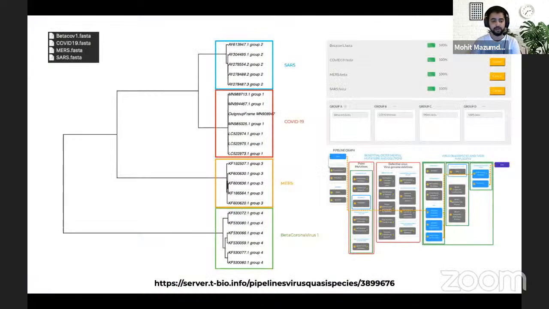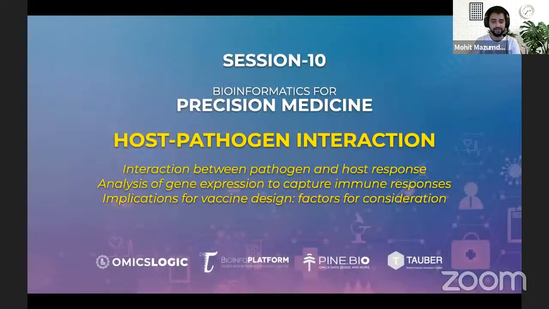So as I said, you would be able to do it alongside with us. We will use the TBI Info platform, where we have sections on virus quasi species. We'll discuss this and tell you how this is done in session 9. After session 9, the last session, where this entire story comes to a conclusion, we are going to learn about host pathogen interaction.